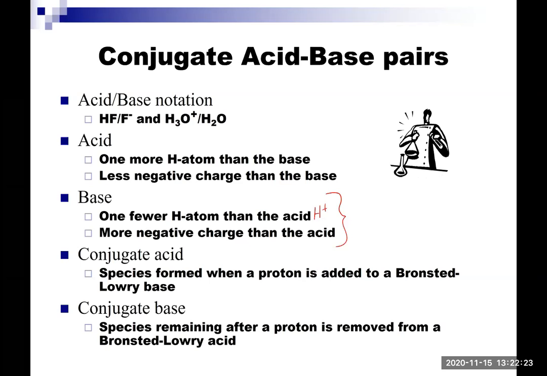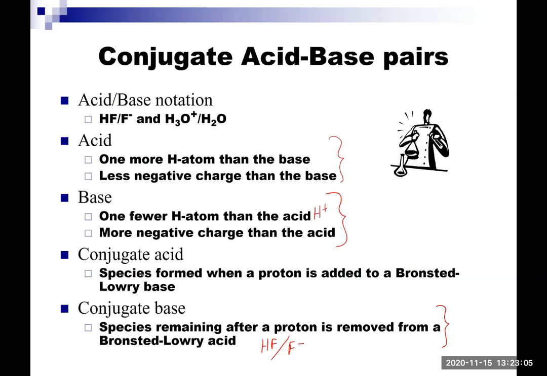If we look at this other definition at the bottom of the screen for a conjugate base, it is the species remaining after a proton is removed from a Bronsted-Lowry acid. So for example, suppose we have HF and we remove an H plus. What we are left with when we remove the H plus is F minus. That's our conjugate base. If we look at the definition up top here about an acid, it has one more hydrogen atom than the base and less negative charge than the base.